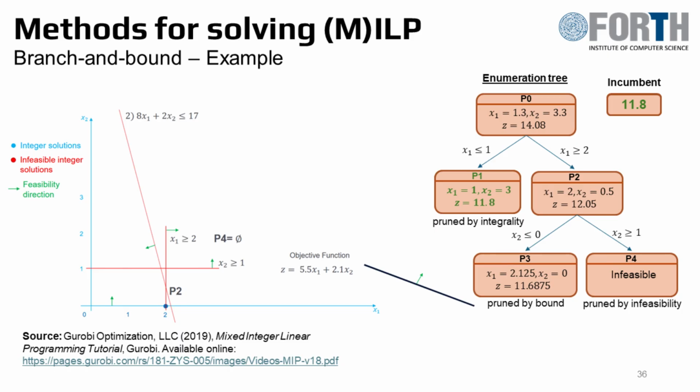At this point, all branches have either been explored or pruned. The incumbent solution remains x1 equals 1, x2 equals 3, with objective value z equals 11.8. Since no unexplored branch can produce a better solution, this solution is optimal. The branch and bound procedure has found the global optimum without enumerating all integer combinations.